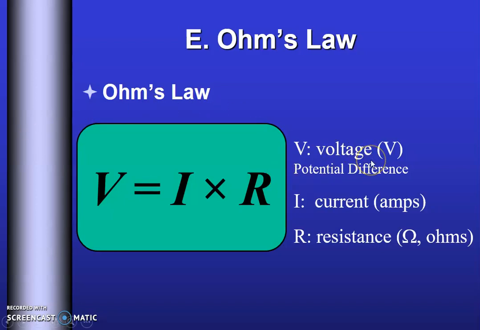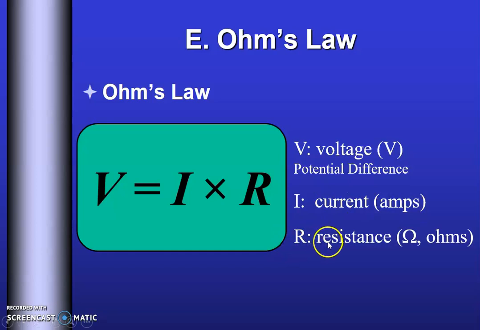And be sure to include what each letter represents. So the V stands for your voltage. The unit for that is going to be a V, one of the only times that the letter in the equation is also the unit, which is nice. The I stands for your current, and that unit is going to be amps. So we're going to measure current in amps.